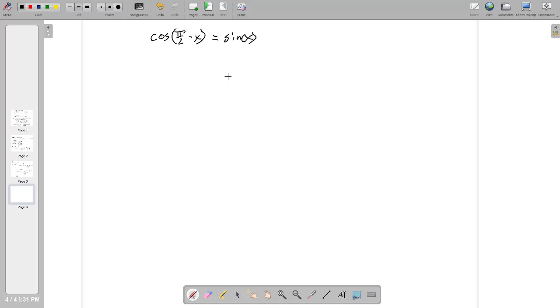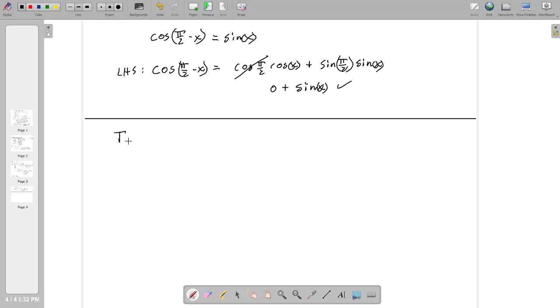And we already know the addition formula for cosine. So I can just do this. Cosine of pi over 2 minus x is going to be the same thing as cosine of pi over 2, cosine of x, plus sine of pi over 2, sine of x. So try one.